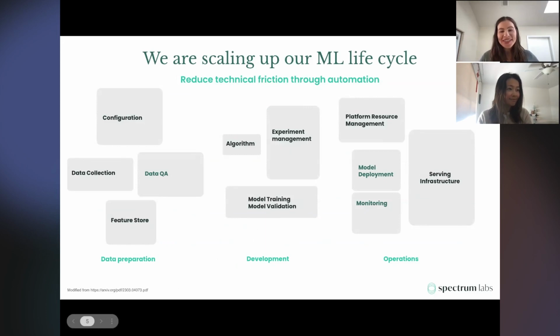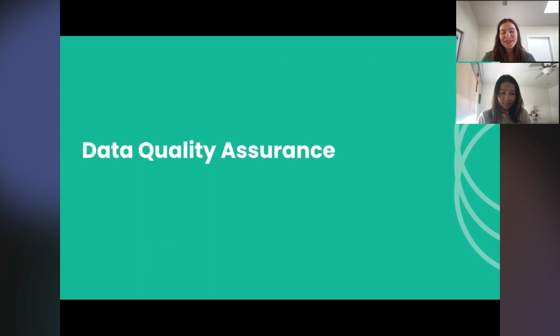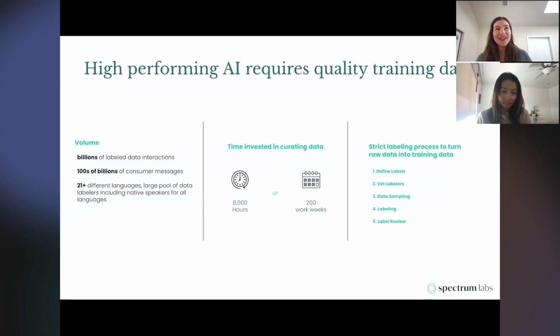Thanks, Yuanbo. So I'm going to dive a little deeper into what we're specifically talking about for data quality assurance. So to set the stage a little bit on how much data we're working with, we have billions of labeled data interactions, meaning that for each labeled data point, we are sourcing the data, we are labeling the data, we're reviewing the labels, and then we're training and retraining our models, both language detection and our primary behavior models many, many times. And then we're working with hundreds of billions of consumer messages that we're applying our models to.